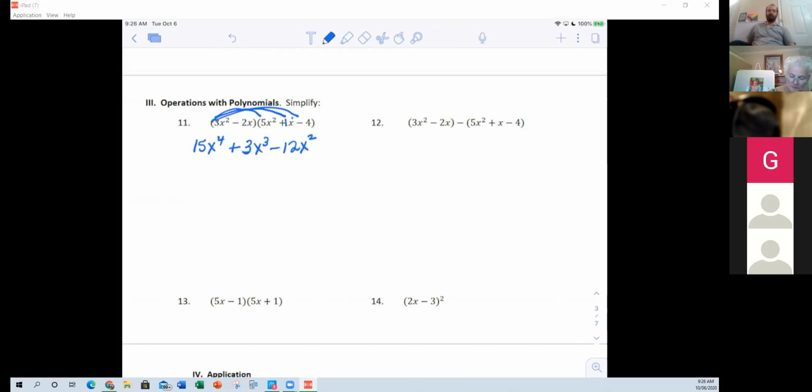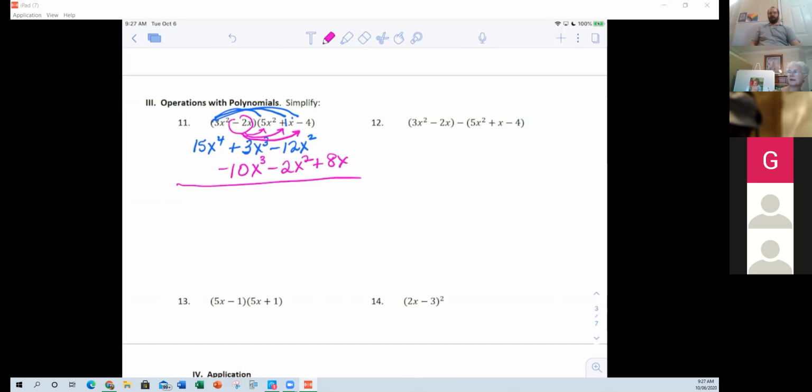Okay. And then we just keep going where the second one, now it's negative 2x multiplied by positive 5x squared. So that was going to be negative 10x to the third. And then from there we go to negative 2x squared, second one. And then we go from there to positive 8x. So that's how we start with that. Yep. Right. So then we just simplify it from there.